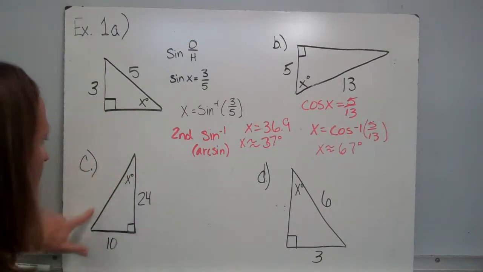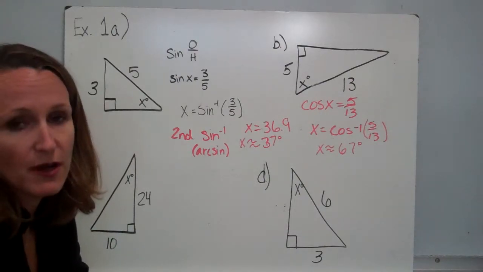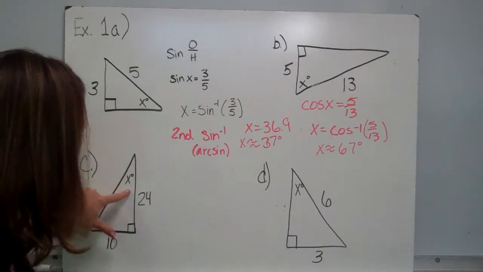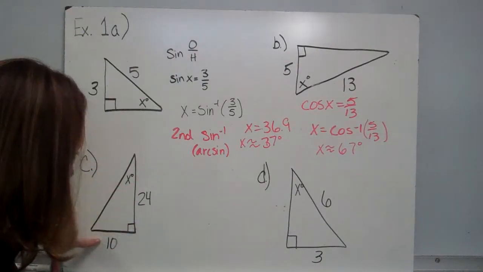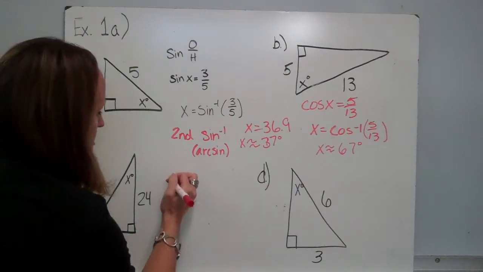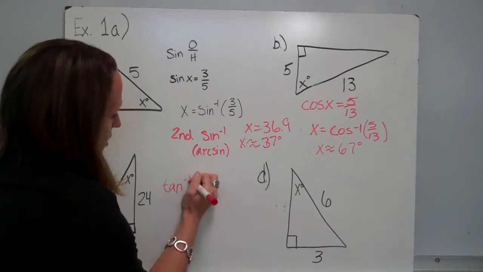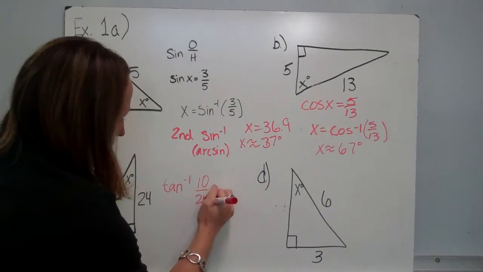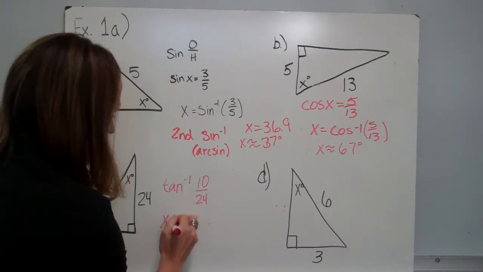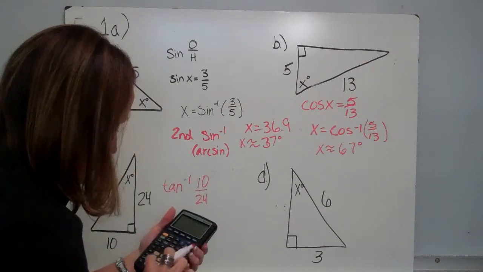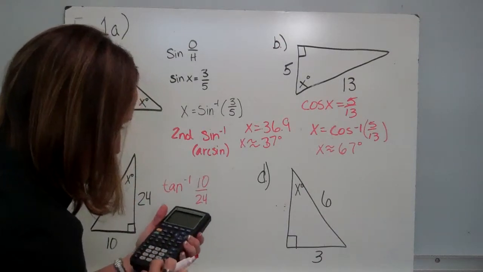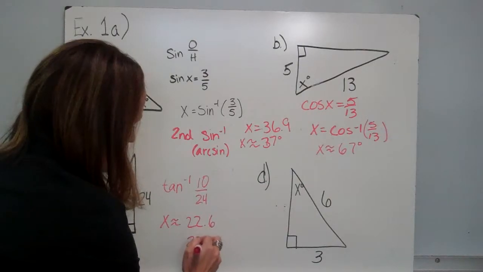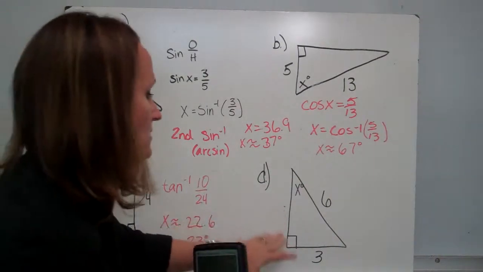Looking at this one, my hypotenuse is not involved at all. When your hypotenuse is not involved, then you know you're typically looking for the tangent. So you just need to look at where your angle is, look at your opposite and your adjacent. So you have tangent -1 or arctangent of 10 over 24. So in this case, x is going to equal 22.6 or 23 degrees.